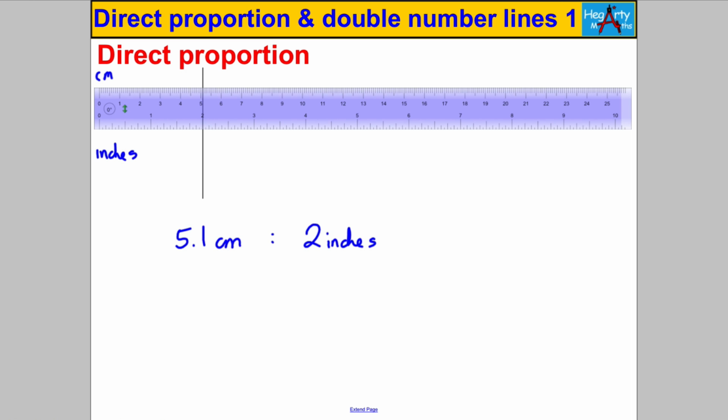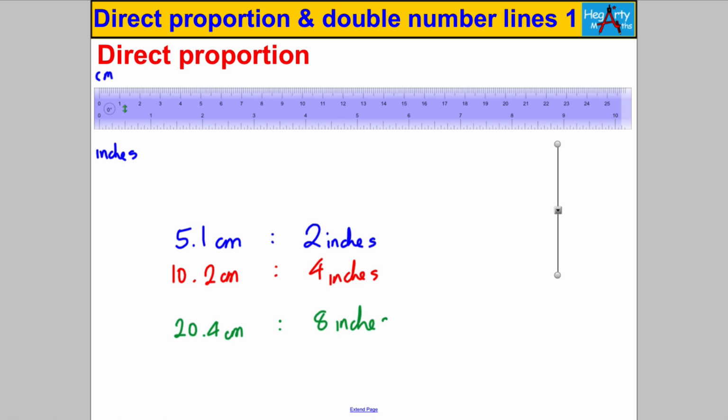Now, how many centimeters do you think 4 inches is roughly? Let's check on the ruler. 4 inches is about 10.2, isn't it? So 4 inches is about 10.2 centimeters. What about, let's say, 8 inches from here? 8 inches is going to be about 20.4 centimeters. So 20.4 centimeters is about the same thing as 8 inches.